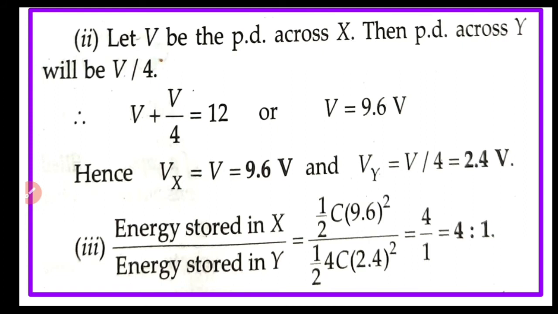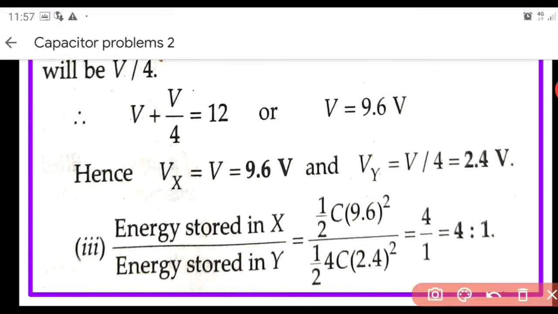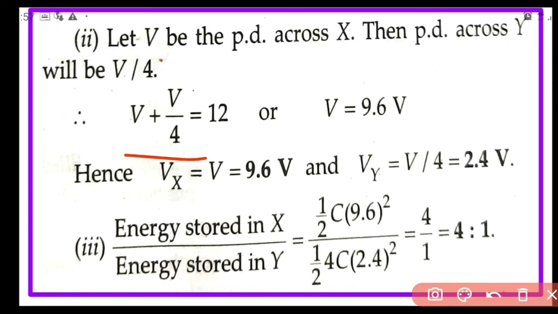So total potential difference will be what? V plus V by 4. Since they are connected in series, the potential differences get added, that is equal to 12. So solving this, we'll get V to be equal to 9.6. So that is the potential difference across the capacitor X. So what will be Vy? That means across the second capacitor, it will be 2.4 volt.